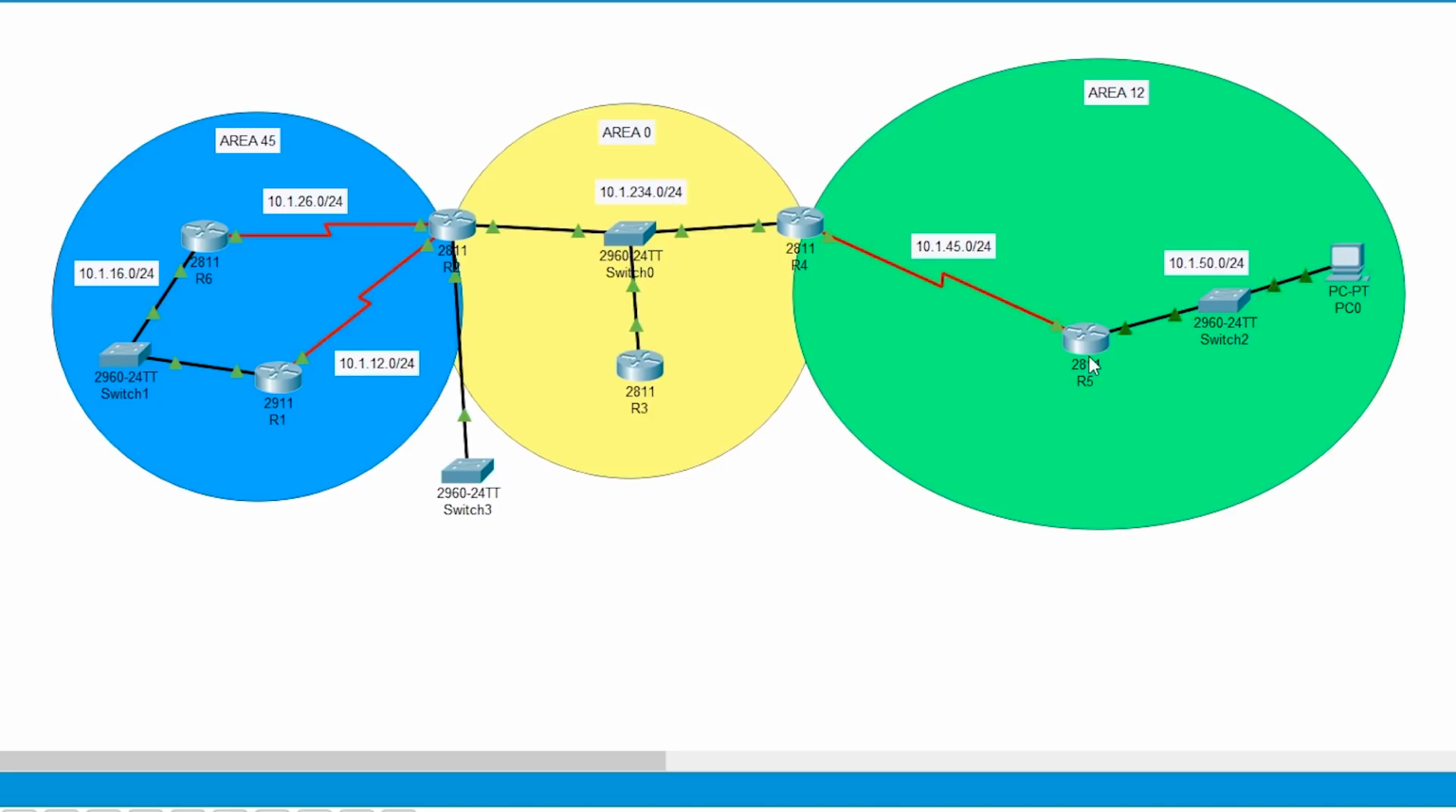And your router is obviously going to believe that if it believes it's going to be a much shorter distance to reach 10.1.26, and it says, okay, send me all the traffic, that's going to bring your entire network down.